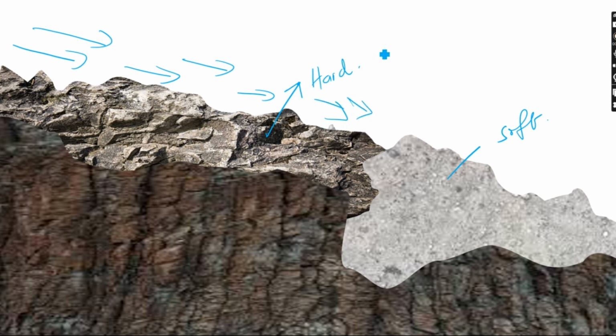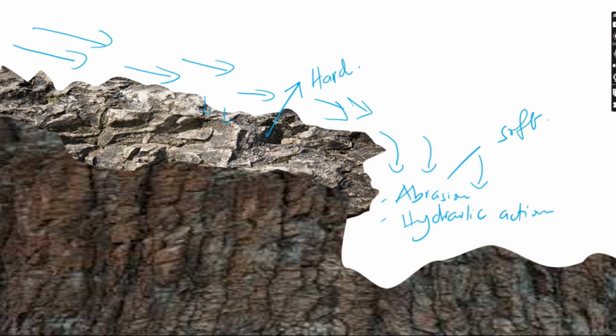When the river is flowing over the hard rocks, there is limited erosion, there is limited undercutting. But the moment it reaches this softer section of the channel, there will be erosion, both through the process of abrasion and the process of hydraulic action. And for this reason, we shall have this softer section of the river completely eroded.